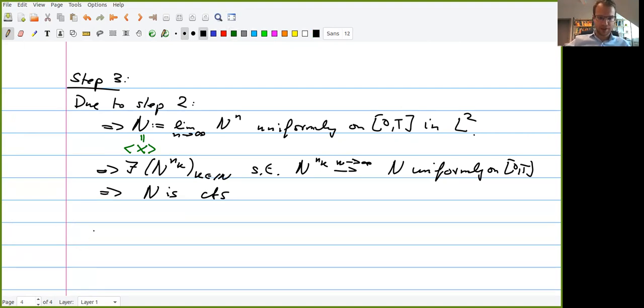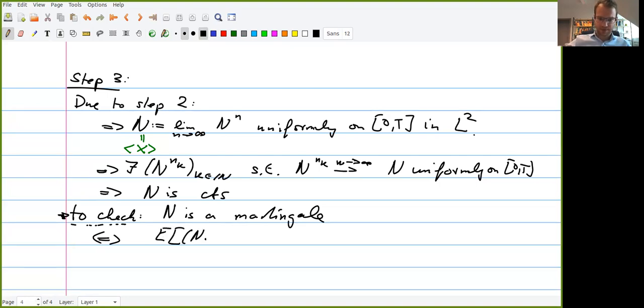So now we need to check that N is a martingale. Which is equivalent to say, well, if I look at the expected value of N_t, conditioned on F_s, multiplied by the indicator function of a set A, where A is in F_s, this has to be 0. But this is just by the definition of the conditional expectation.